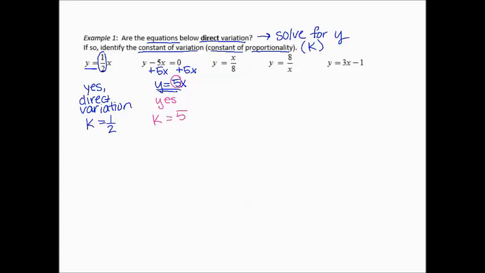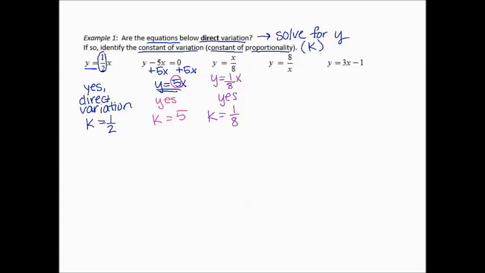If I look at example 3, I have y equals x over 8. It has y equals, so I don't have to do anything there. And it doesn't exactly look like my other ones, but remember that we can also write this. If I have 8 in the denominator, this is the same as y equals 1/8 times x. These two things are the same. So when I look at that, I see y equals k, a number, times x. So yes, this is direct variation, and my k is equal to 1/8.